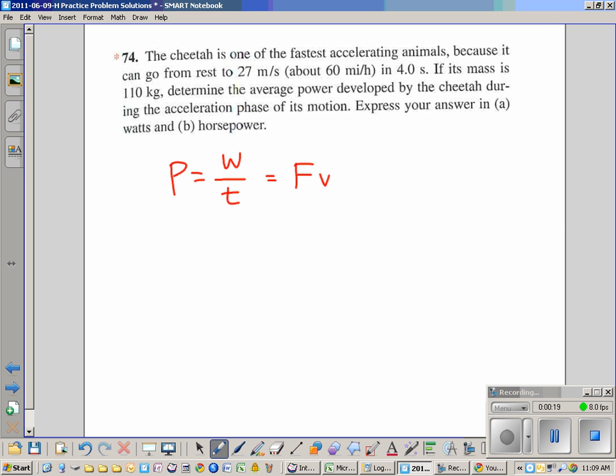In the motorcycle problem, we know what the force was to overcome resistance because it was moving at a constant speed. Here, how are we going to do work? Where are we going to get work?